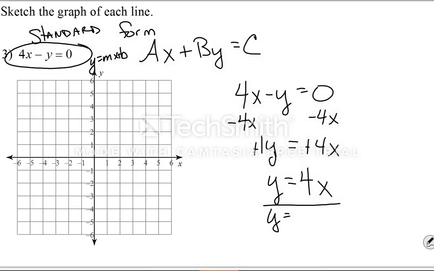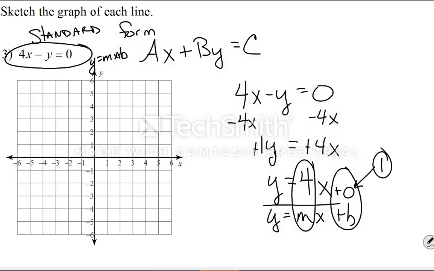If I look at it, I have 4 as my m. In my b, there's nothing there. Well, since there's nothing there, it means there's a 0. So my first part right here, that's what I'm going to do first. I'm going to graph that on the 0, which is the origin. Then my slope is 4, so I'm going to go up 4 to the right 1, or down 4 to the left 1. And then I have that line.